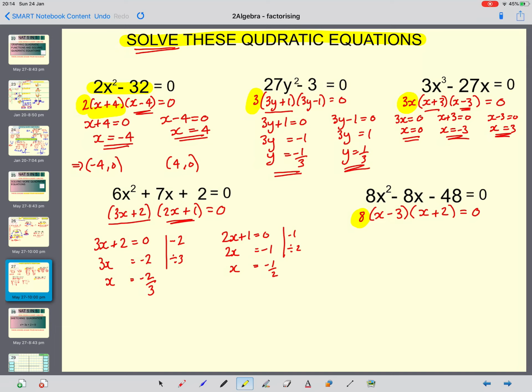Okay? And the last one, again, that 8 just makes life a little bit easier for you, but it is not a solution, does not have an x attached to it. So we've got x take away 3 equals 0, so x equals 3, and x add 2 equals 0, so x equals -2.